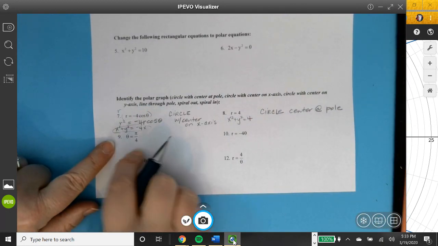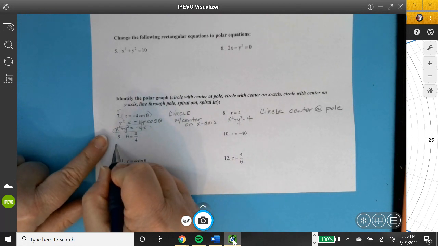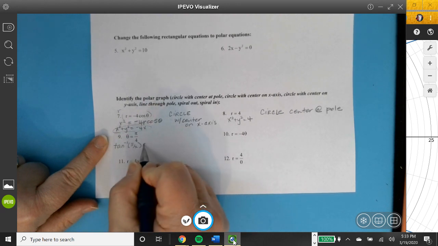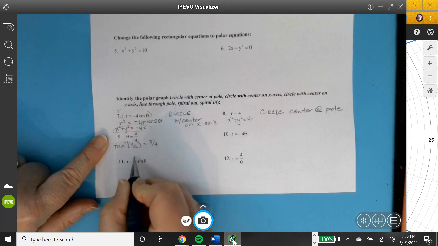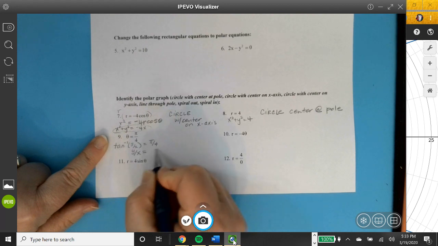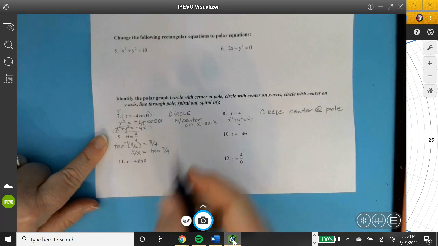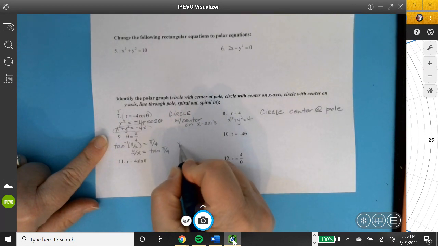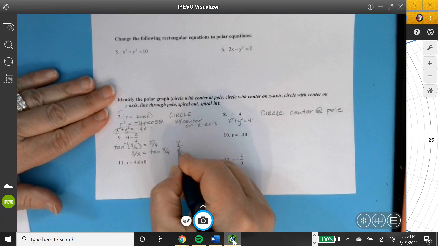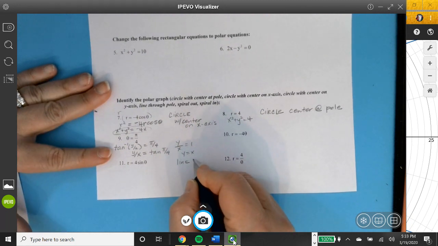Theta equals pi over 4. That means theta equals inverse tangent of y over x equals pi over 4. Now, how do I get the y over x all by itself? Well, we take the tangent of both sides and we get y over x equals the tangent of pi over 4. The tangent of pi over 4 is just 1. So I get y over x equals 1, so y equals x. So this is a line that passes through the pole.